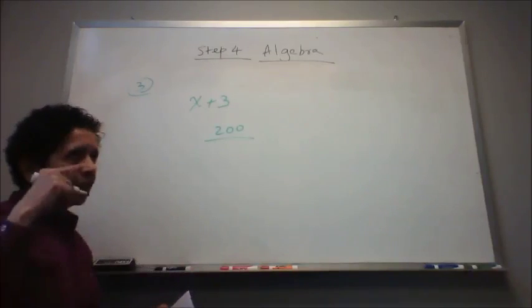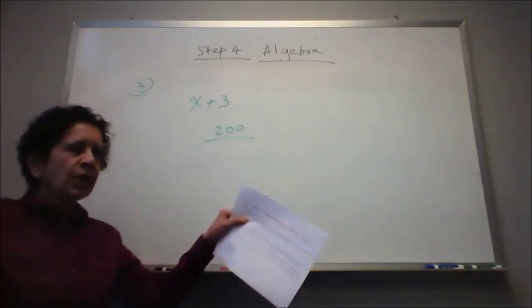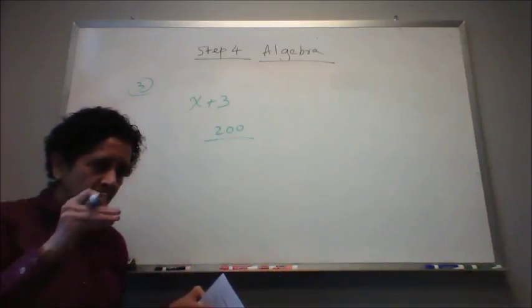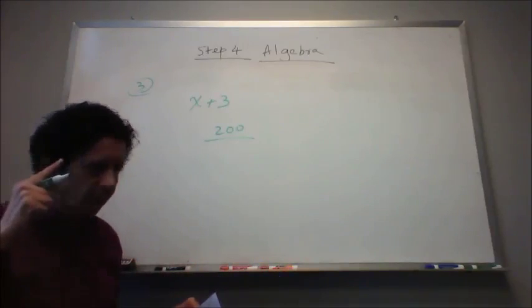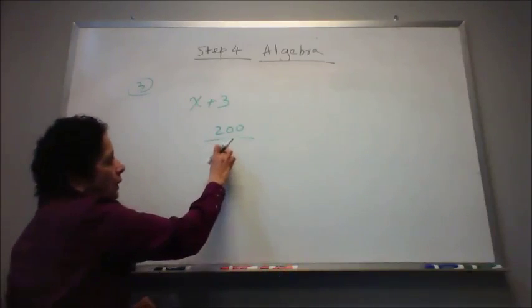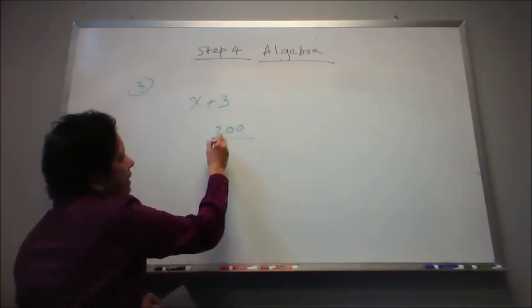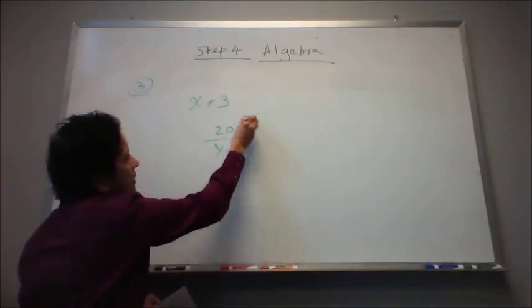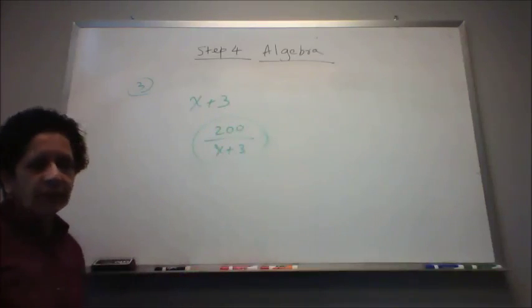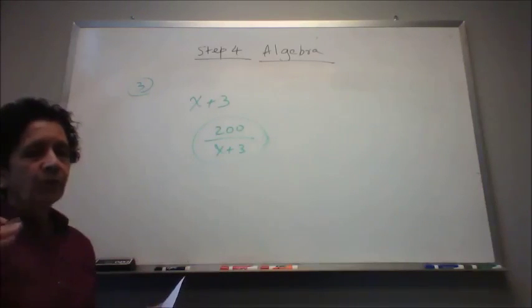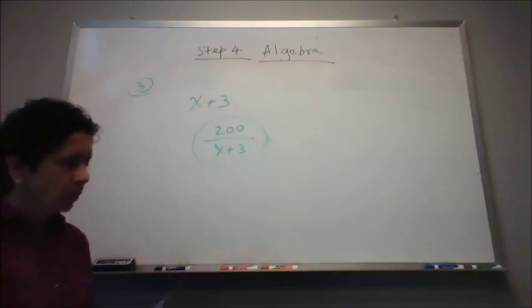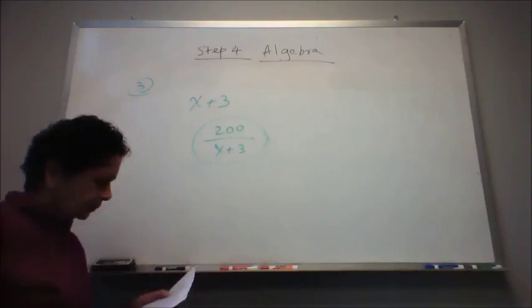So first you need to frame the problem. I've got $200. If I had $10 a piece, 200 divided by 10 will give me the number of players. So it's a division problem. And then I don't know the price, but the price is x plus 3. So the answer is 200 divided by x plus 3, right? They ask you problems like that in the test, so you need to know exactly how to do this.